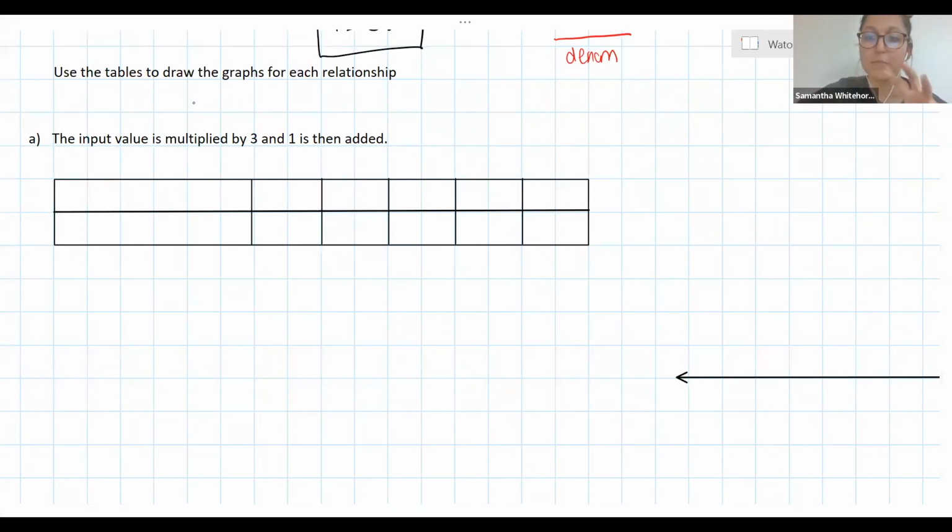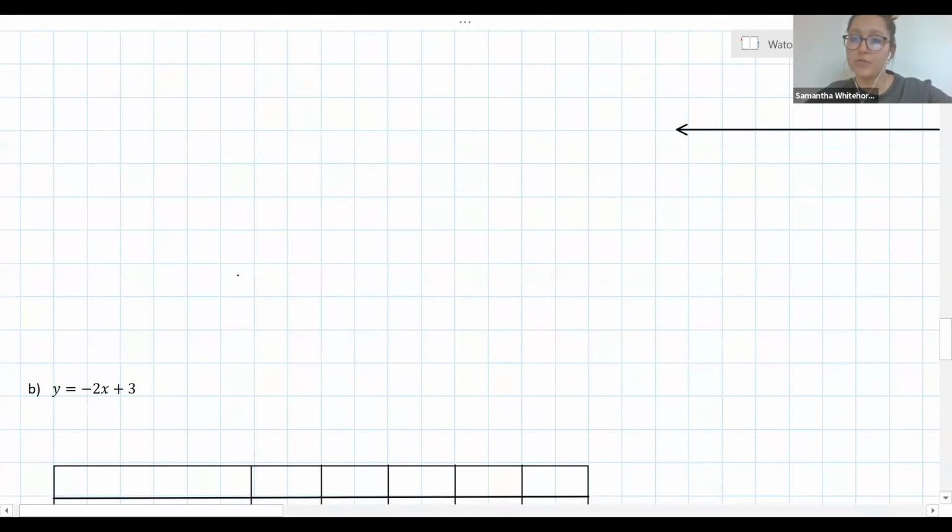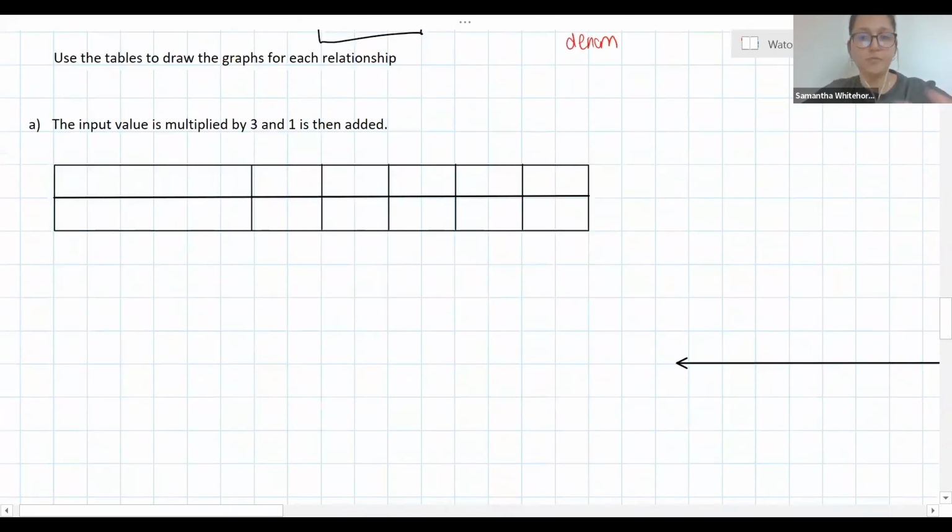So what I've got here is a blank table for us. We're going to fill it in. But the first thing that we need to know is what is the relationship between our input and output. Sometimes I might give it to you in words. Sometimes I might give it to you in a formula or an equation. We're going to start with one in words. So we're going to put it into an equation and we're going to use it. You don't have to put it into an equation because I think everyone can multiply a value by 3 and add 1, but it is important to be able to write equations. So we're going to give it a bit of practice here.